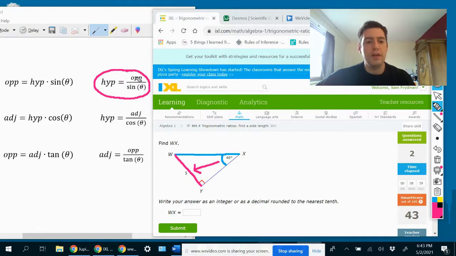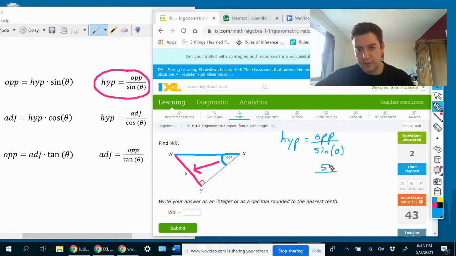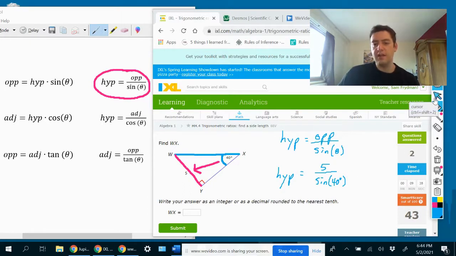So if I plug in the value for the opposite side, I will write it again over here. The hypotenuse is equal to the length of the opposite side over the sine of the angle. Okay, so I know that the opposite side is 5. So I'm plugging that in for the numerator. I know that that should be theta, not 0. So the angle theta is 40 degrees. So I'll put sine 40 degrees over here. So the hypotenuse is equal to 5 over the sine of 40 degrees.